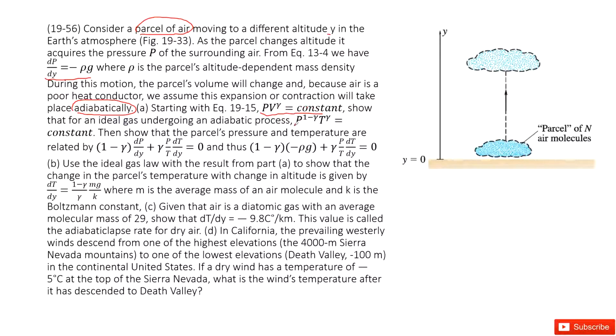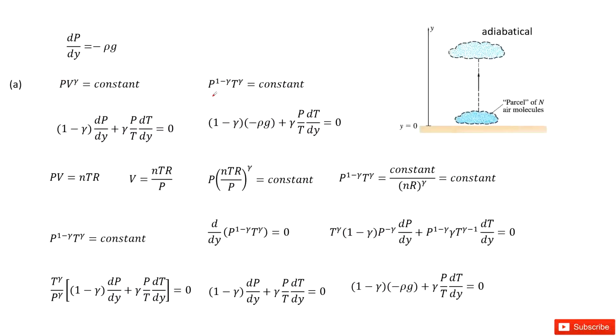We need to prove these three equations. This is equation 1, equation 2, equation 3. We need to prove these three equations, right? So we make it simple. It gives you the function, equation 1 and equation 2. You need to prove this one and this one. So how can we do that?